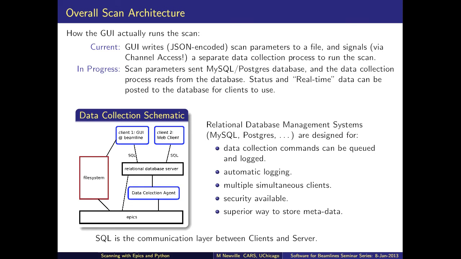This then allows data collection commands to be queued and logged, with automatic logging, and multiple clients. In fact, many different clients. So the clients could be in different languages. Some could be just web pages running JavaScript that can still read from this database just to find out what is going on. Is the scan running? Is the beam up? Those kinds of things. So then SQL is the basic communication layer between the clients and the server here, and that allows a clean break of client and server.